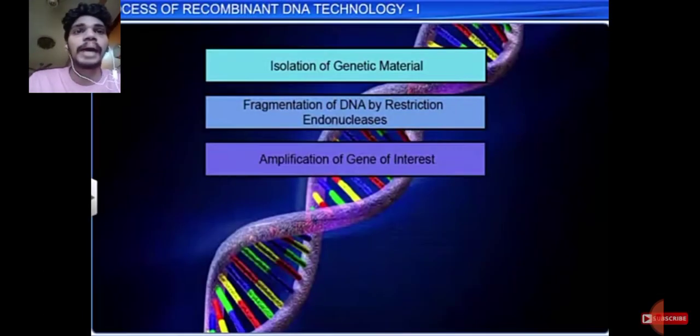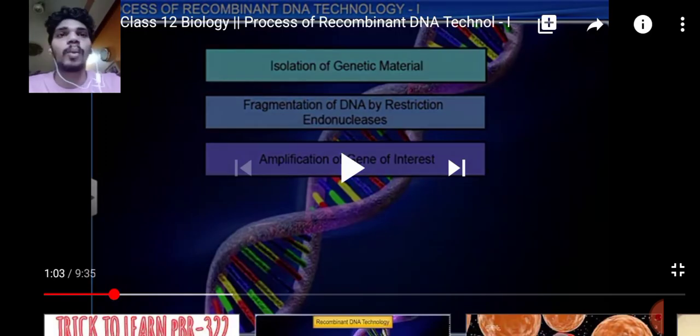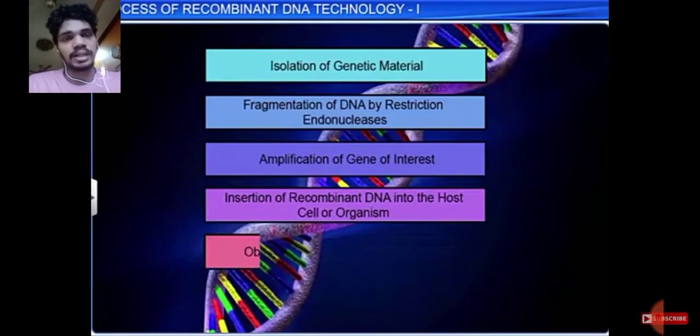Next step, amplification of the gene of interest. As we saw earlier, we give it time for amplification, which means that if we give it time, it will keep reproducing, and the desired DNA that we incorporated through rDNA technology will be produced automatically and will synthesize the protein which we require, that is called amplification. Then insertion of the recombinant DNA into the host cell or the organism, that's the next step.